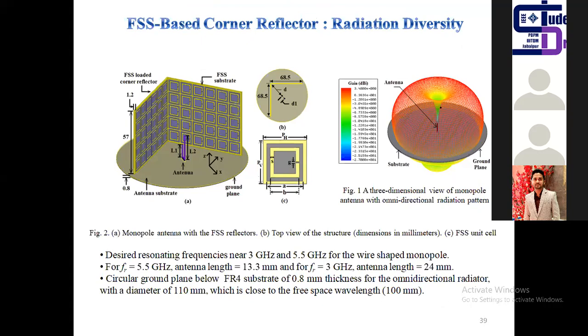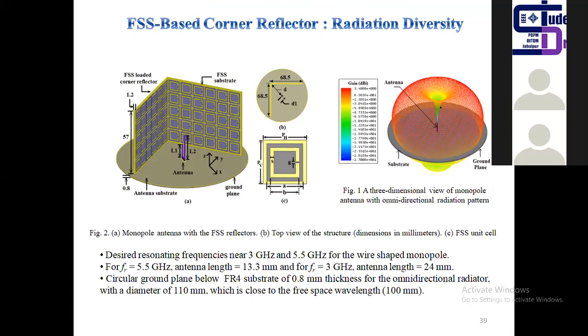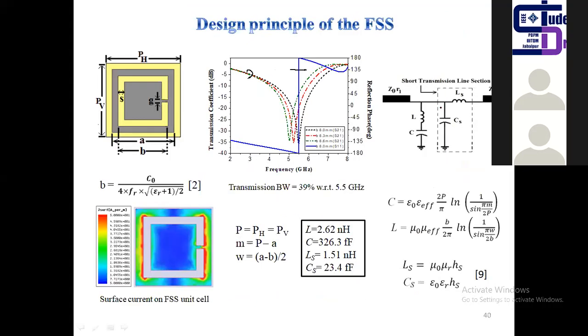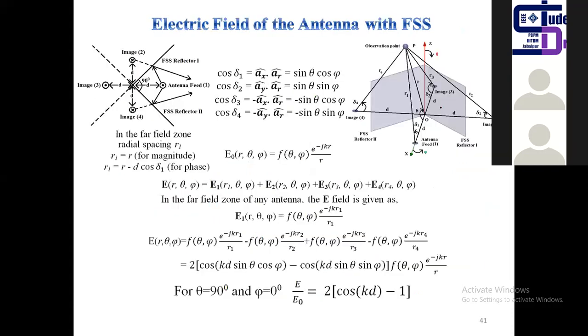We can use them so that the radiation of the monopole antenna, which is omnidirectional, changes. At one frequency, it will be omnidirectional. At some other frequency, it can be directional. So you can play with the radiation pattern of the monopole antenna. How this corner reflector works, I'm not going into the detail. You can refer to Balanis's book for these things.